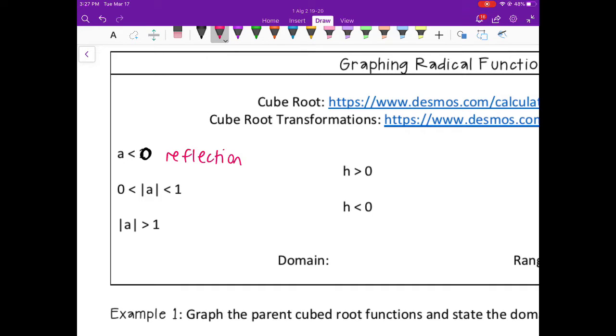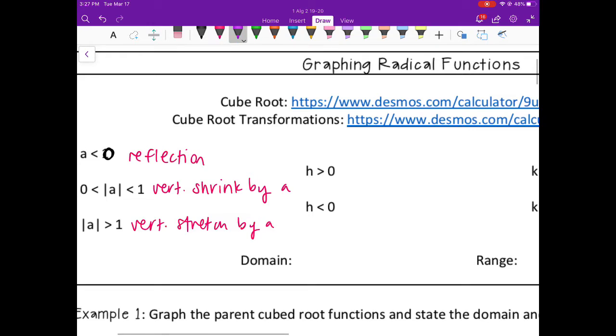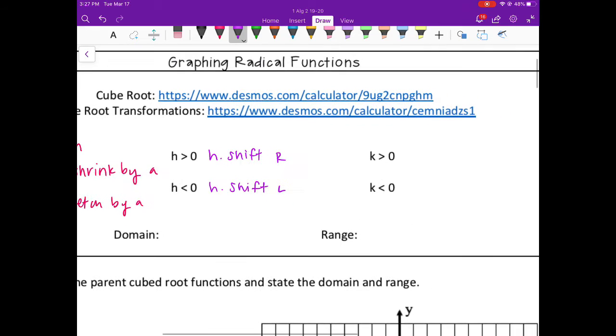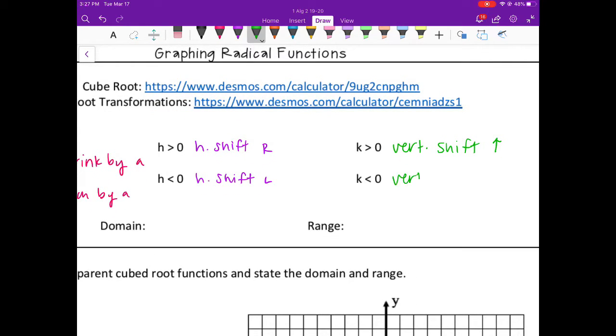So if a is between 0 and 1, that is a vertical shrink or vertical compression by a factor of a. And then if a is greater than 1, again ignoring the negative, that's going to be your vertical stretch by a factor of a. If h is positive, that is a horizontal shift or translation to the right. But if h is negative, that is a shift to the left. And then when k is positive, that is going to be a vertical shift up k units. And if k is negative, that's going to be a vertical shift down k units.